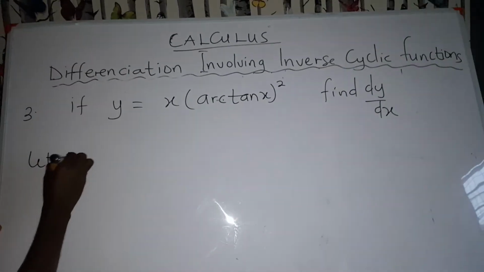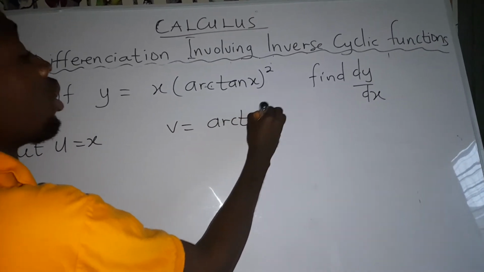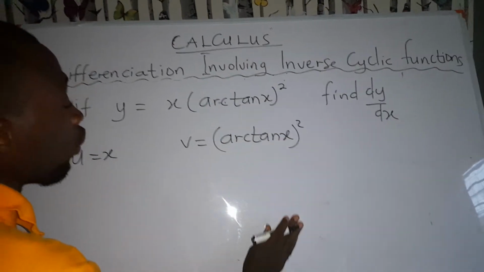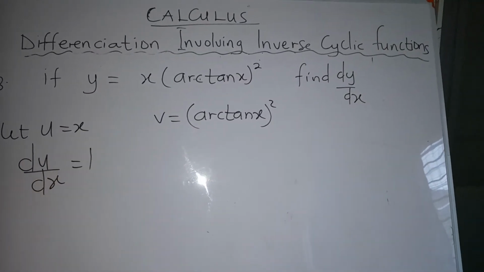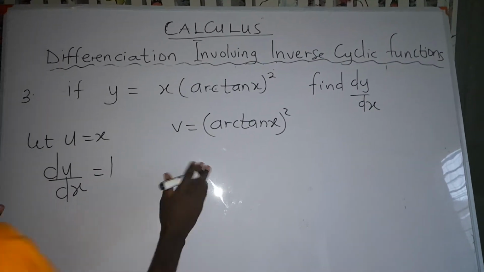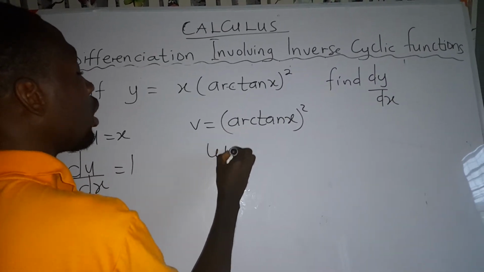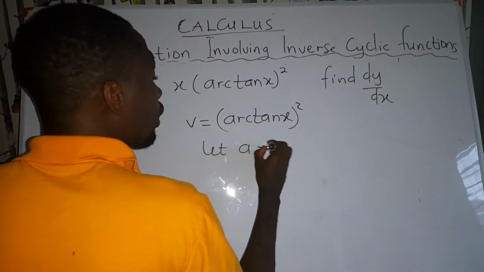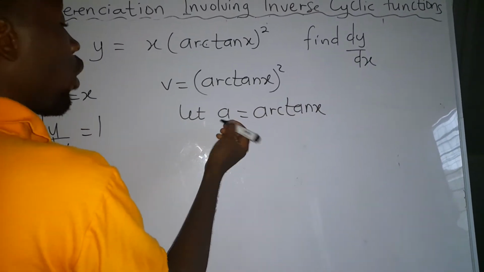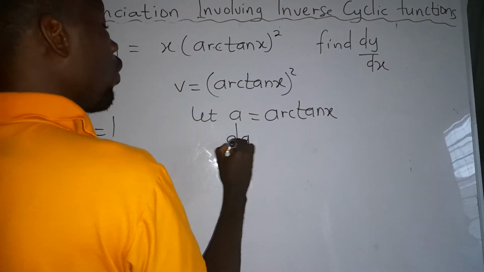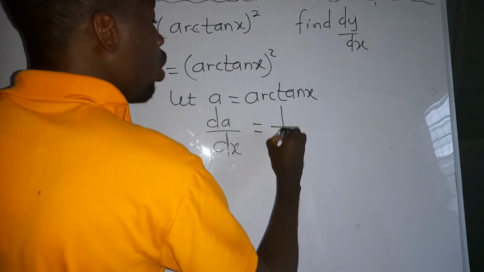So we let u be equal to x and v be equal to arctan x. Remember, arctan x is the same as tan inverse of x. So we differentiate u with respect to x, du over dx is 1. Now for this, first, what we need to do is let a different variable be arctan x. So let's say let a, then we'll use the chain rule. So let a be equal to arctan x. So we differentiate a with respect to x. That's dA over dx, which is 1 over 1 plus x squared.